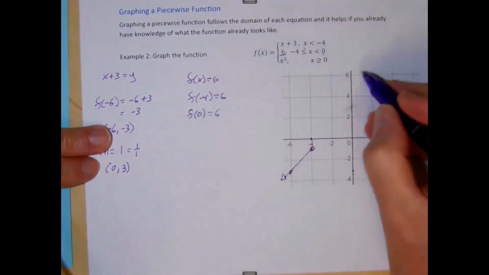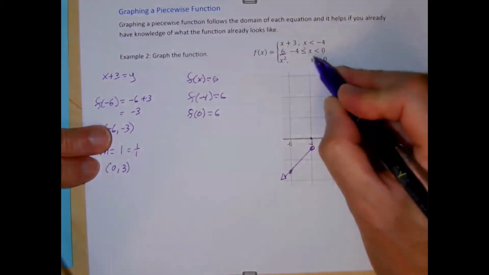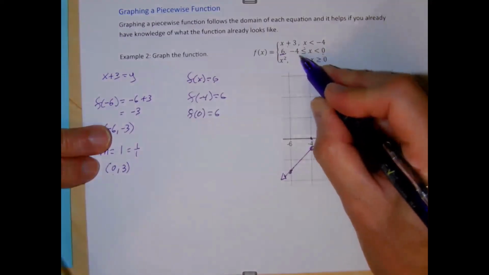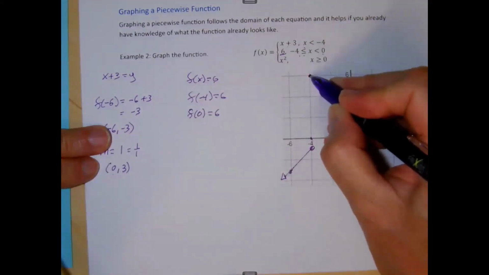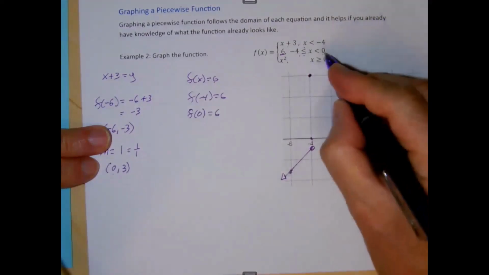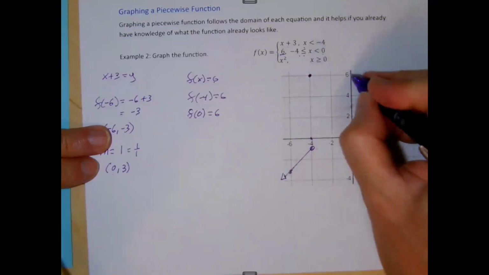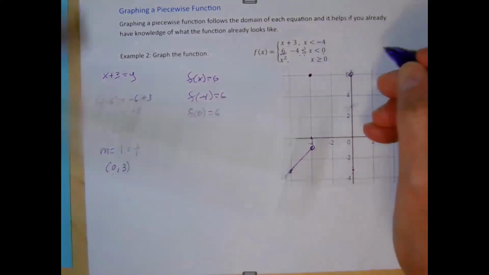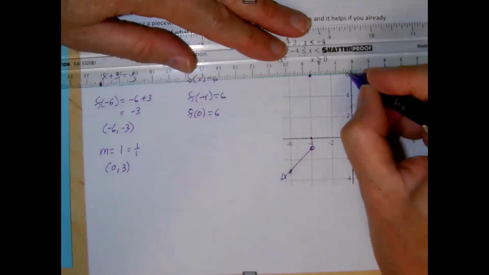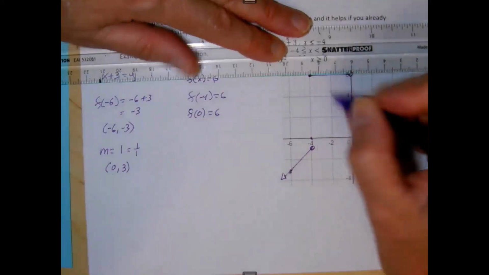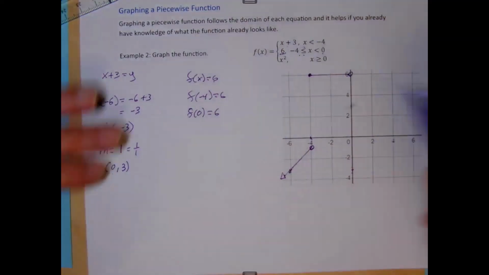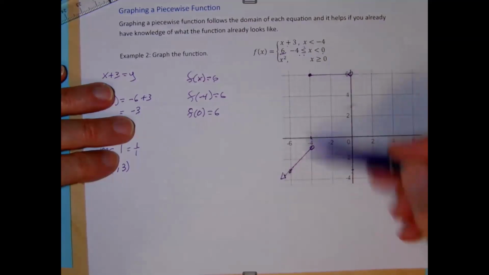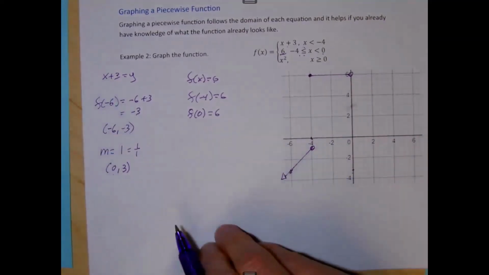So what do I get? I get a horizontal line. So at -4, I come over here, and no matter what, it equals 6. But at 0, notice I'm not including 0. I'm going to put an open circle here and then connect those with a straight line. Now you have that part of the graph. And notice these are disjoint and not connected. It's not a continuous curve.